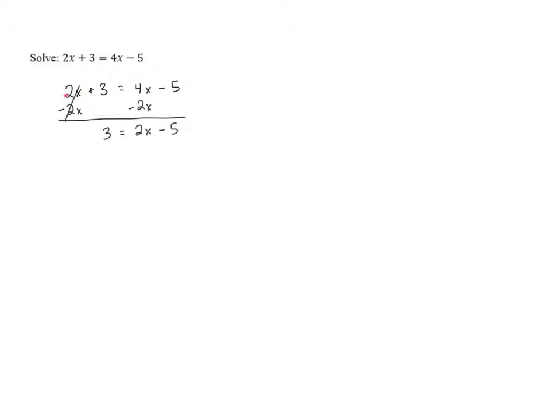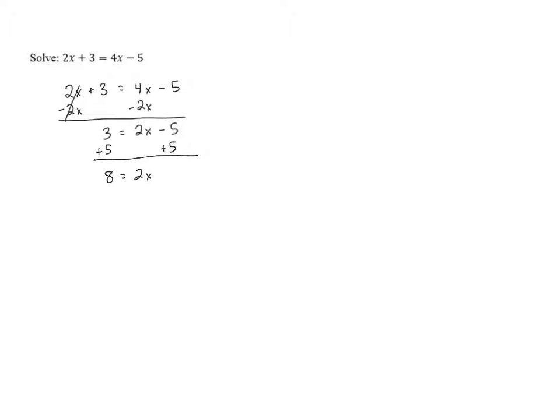Hopefully you see how this eliminated the x on the left. We had a 2x term that we wanted to get rid of, so we simply subtracted 2x to get rid of it. Now there's only one x in the problem on the right-hand side, and so our goal is going to be to isolate it on the right-hand side. To do this, we add 5 to both sides to get rid of that negative 5 term. That gives us 8 on the left. 3 plus 5 is 8, and leaves us with 2x on the right.